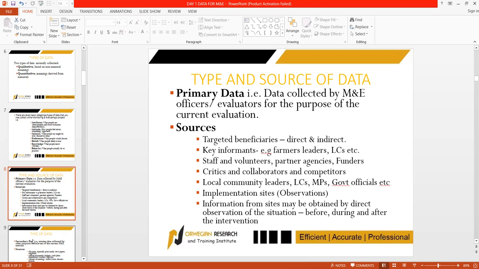Now they will tell you. Most of the people who opposed, but later were convinced, were the following. You need to look for those critics so that you collect that particular information. What was the rationale of opposing this?